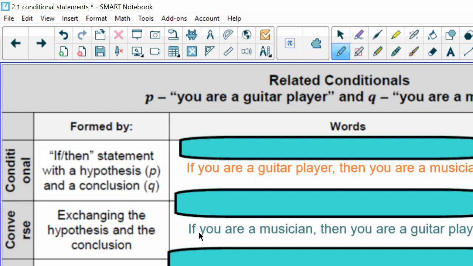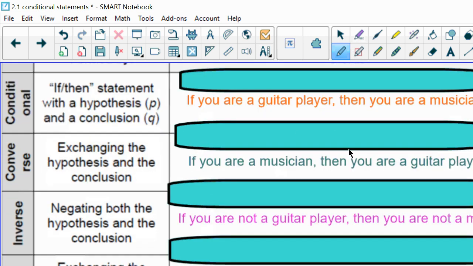And then the last one is contrapositive. If you're not a musician, so I'm not a musician, then I'm not a guitar player. That is true. That is very true. If I'm not a musician, I'm not playing anything. So do we have any questions? Think about them, write them down.